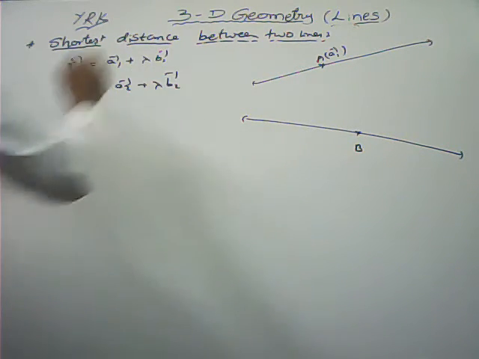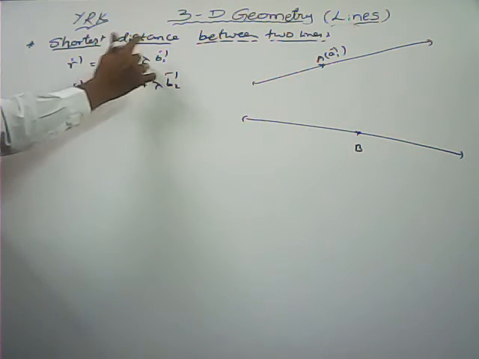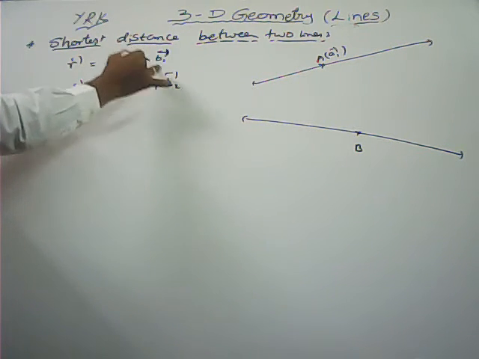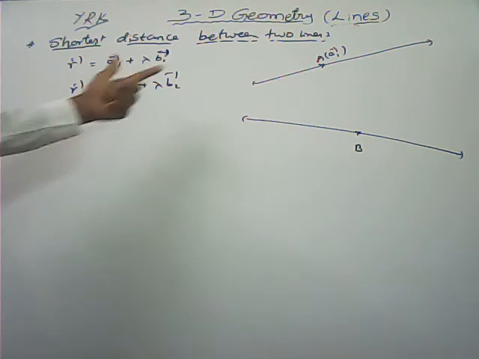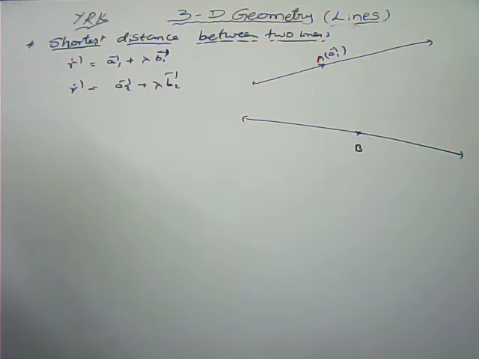This is the standard form of the equation of the line passing through the given point and parallel to the given vector: R bar equals A bar plus lambda B bar. So here two lines are given. A1 bar, B1 bar, A2 bar, B2 bar I have taken.